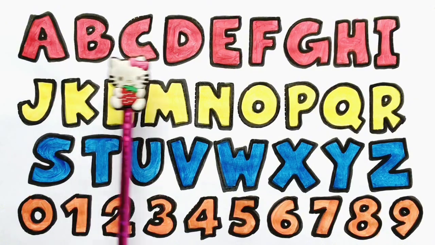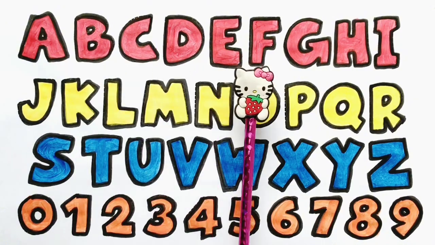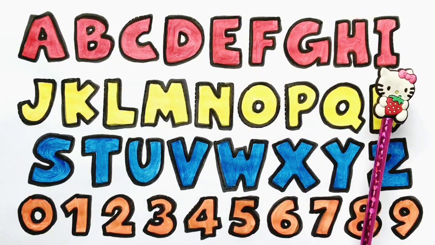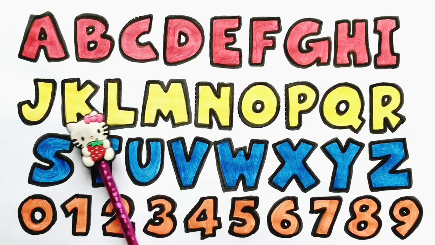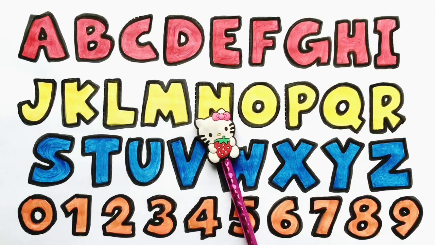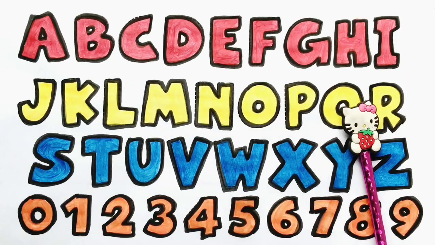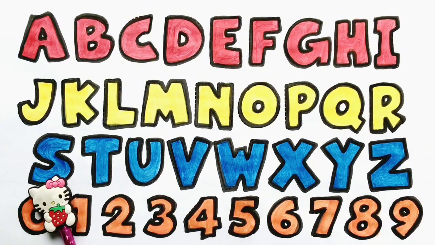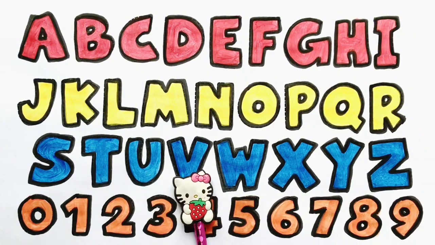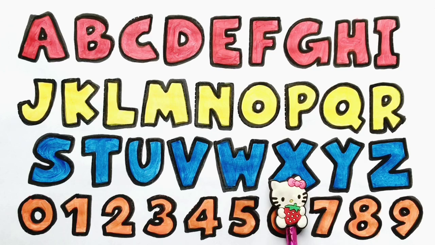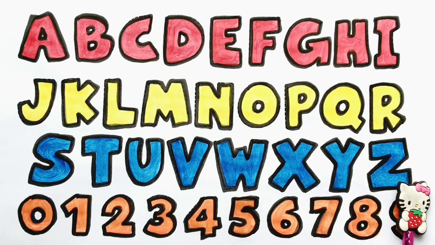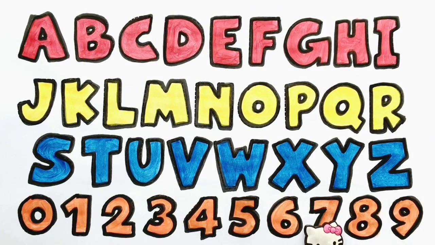Capital letter A, B, C, D, E, F, G, H, I, J, K, L, M, N, O, P, Q, R, S, T, U, V, W, X, Y, and Z. Number 0, Next time, 1, you sing 2, with me. 3, 4, 5, 6, 7, 8, and 9.